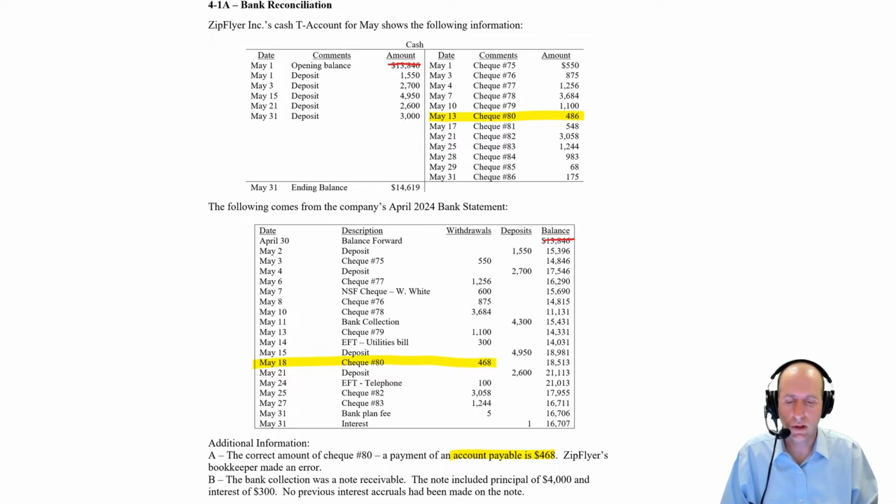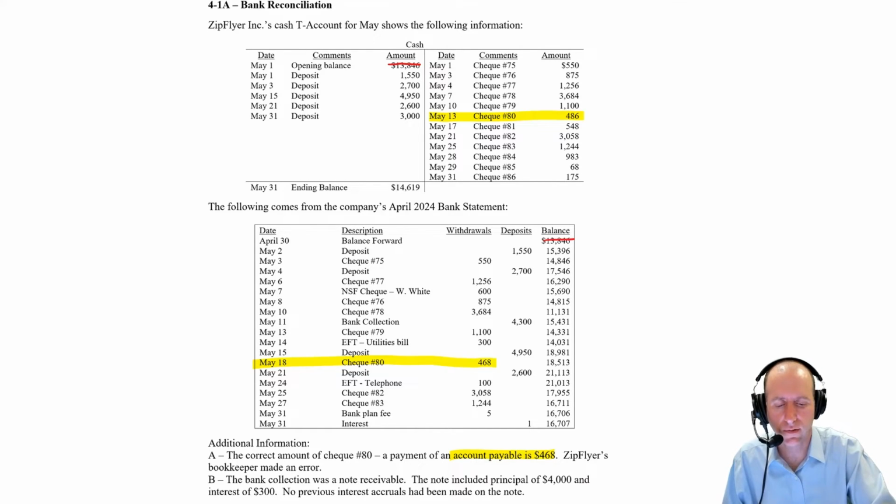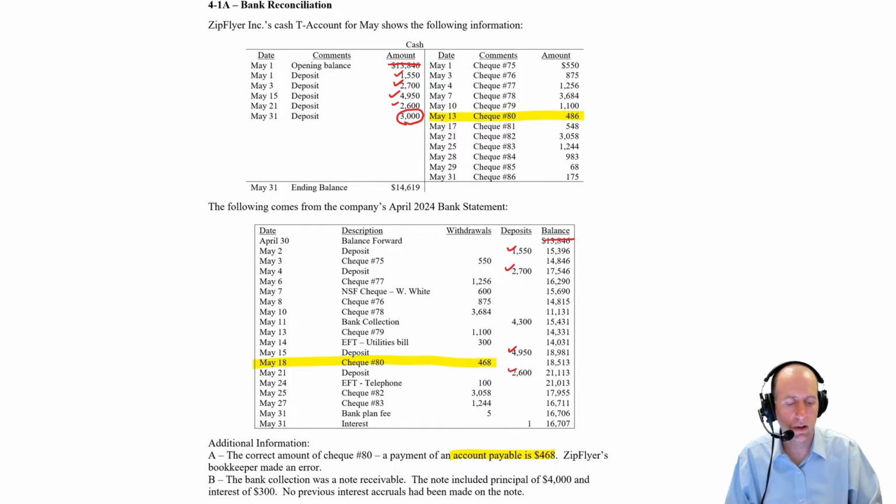This is our first problem, so it's a little bit easier and gives you a bit of a boost to start. But you'll see it's not that much harder. Okay, so the matching deposits: 1550 on our books, 1550 on the bank's. A deposit of 2700 shows up on ours, shows up on the bank's. 4950 shows up on ours, shows up on the bank's. 2600 is on ours, 2600 on the bank's. 3000 is a number on our T account that is nowhere to be found on the bank statement.